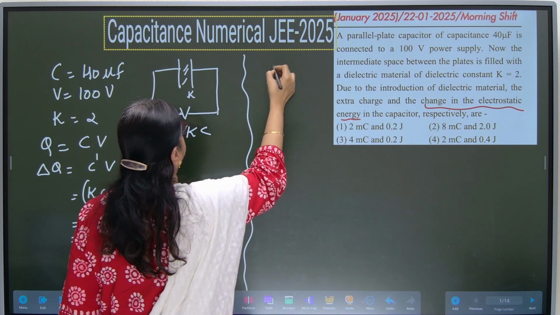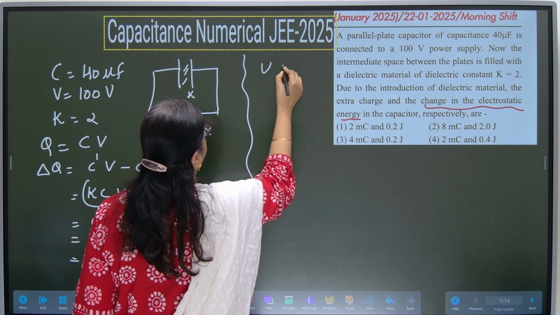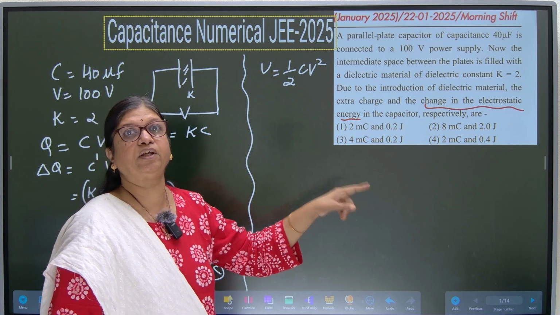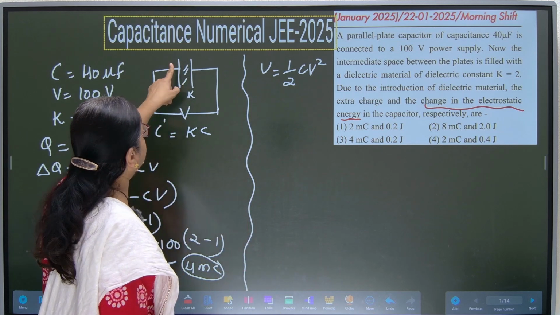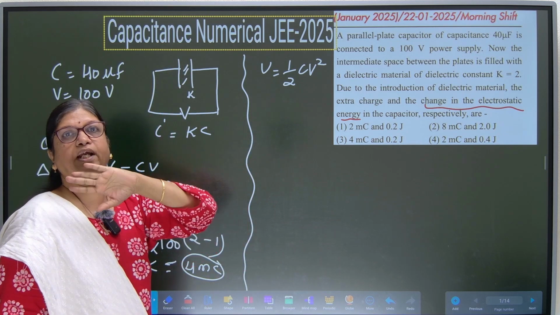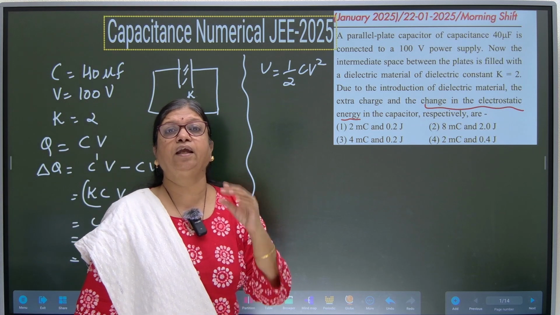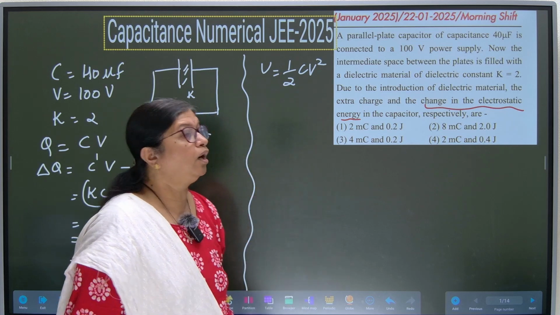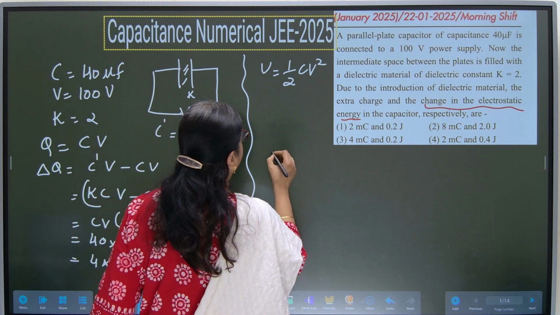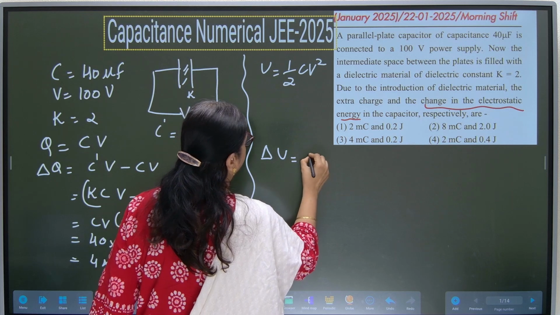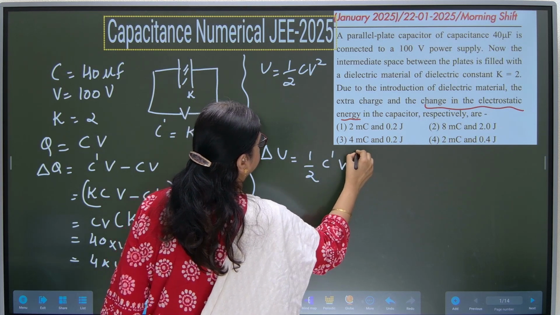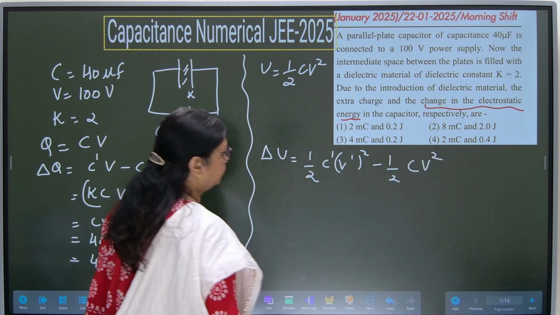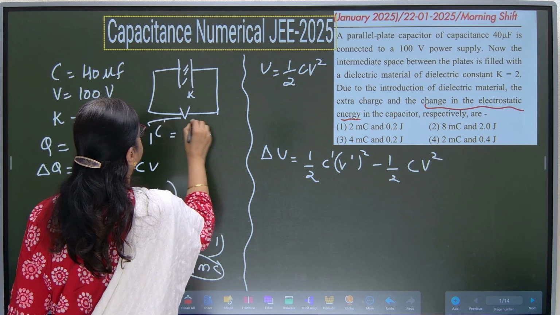So let us write what is the formula of U. U is equal to half CV square. There are so many options for U, but here we have to use this one because we know C and we know V. That's why this option has to be chosen. Students get confused in choosing the option. Accordingly you choose the formula for energy stored in a capacitor based on what is given. Fine. So delta U is equal to half C dash V dash square minus half CV square. C dash we already have as KC.